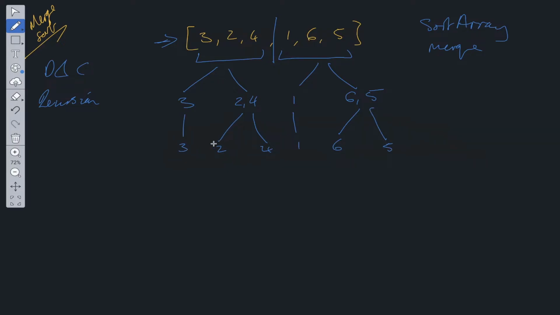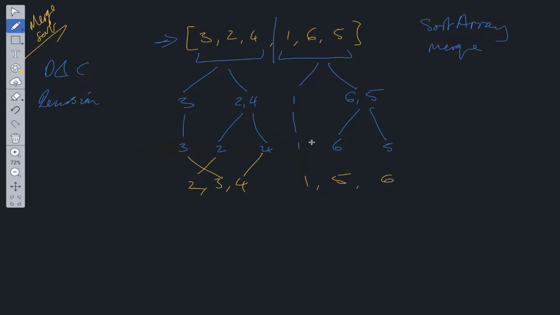Now we're going to merge these in a sorted order. So 2 and 4, that's in order. Now 3 is going to have to go in between those, so this is going to go into 2, 3, and 4. So 3 there, 2 there, 4 there. Then 1, 6, and 5. 6 and 5 are not in order, so we can flip those, and then 1 will be there.